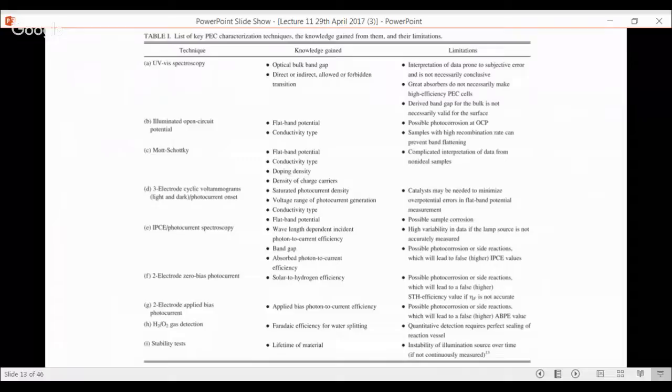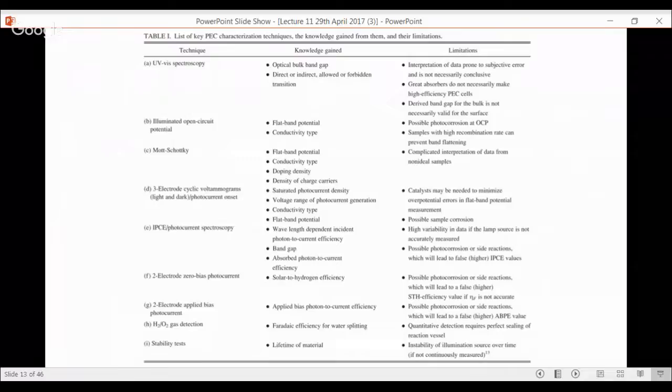What is the 2 electrode system? What is 3 electrode system? And what is the advantage and disadvantage? How to make measurements between 2 electrode system and 3 electrode system? How to calculate the efficiencies in each of them? All those things are there.